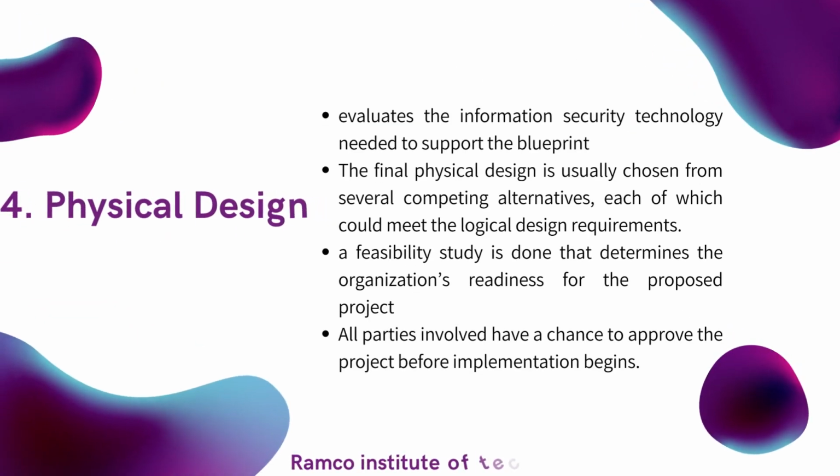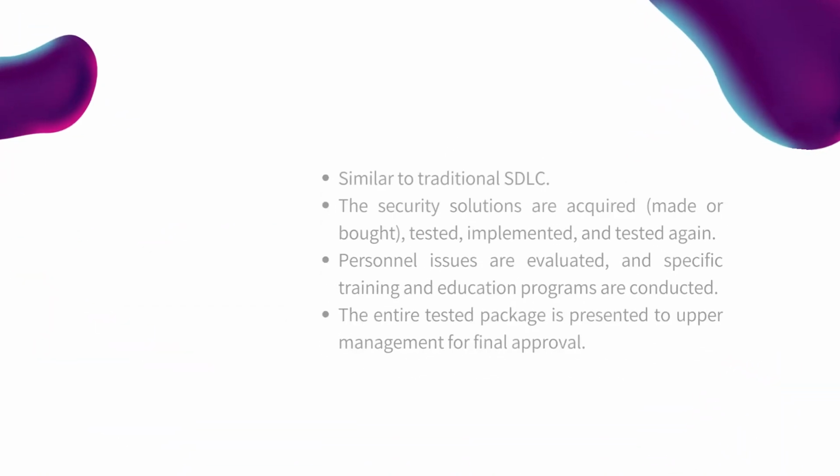The next is physical design. Here they will evaluate the security technology needed to support the blueprint designed in the previous phase. The final physical design is chosen from competing alternatives. A feasibility study is done to check the organizational readiness for the proposed project. All parties involved have a chance to approve the project before implementation starts.